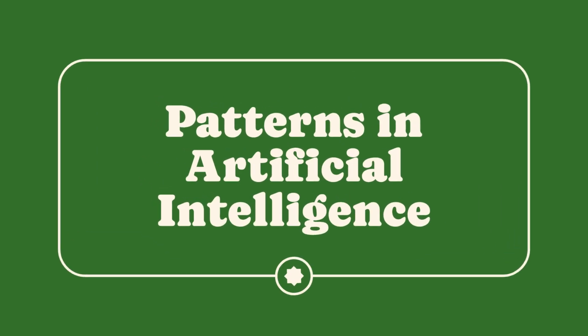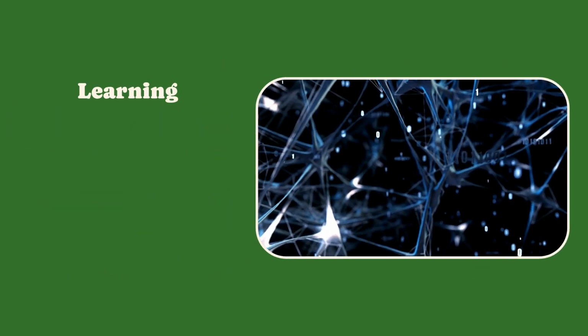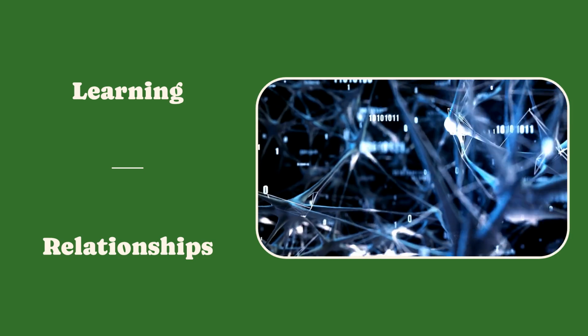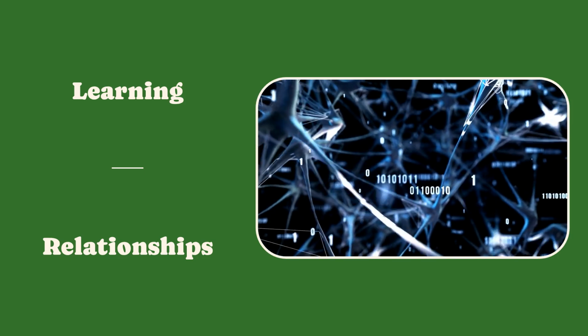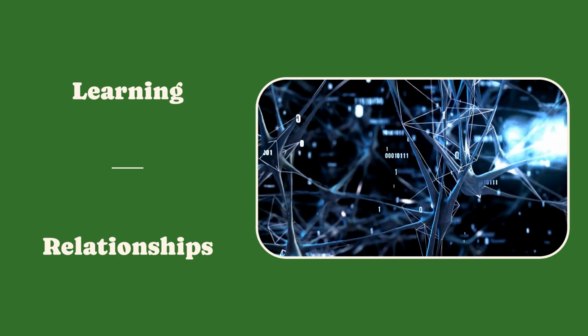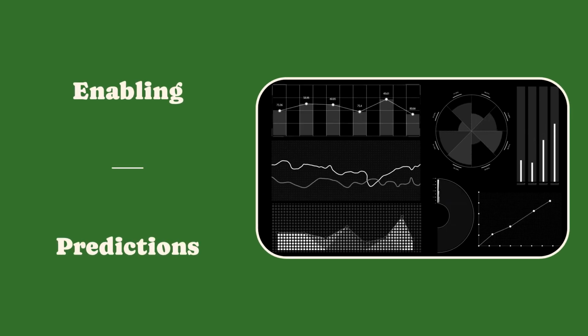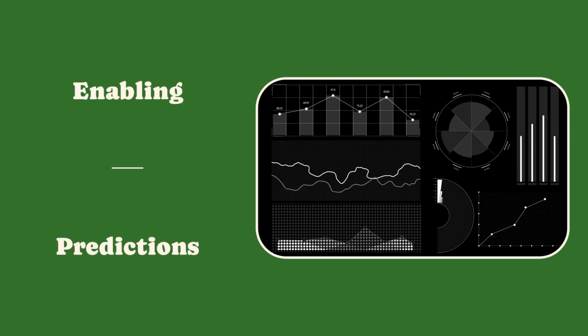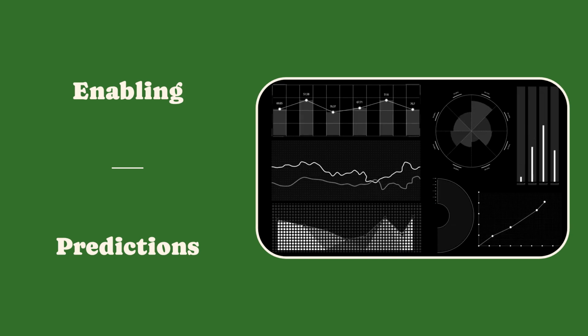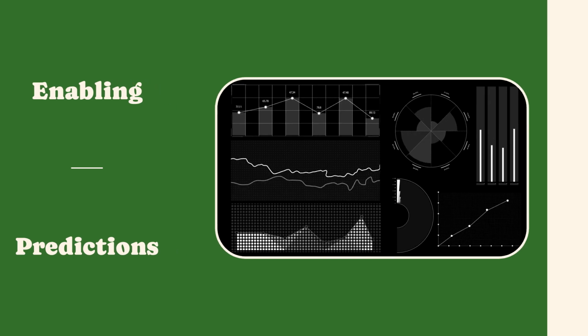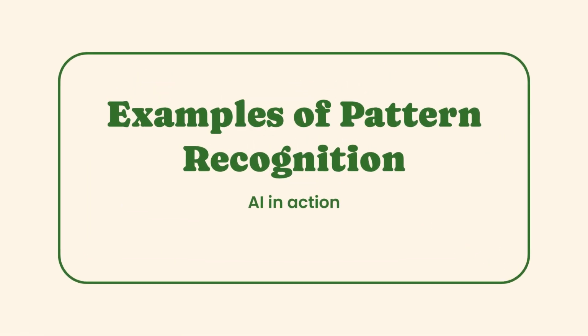Now let's focus on how AI leverages these repeated structures to function. In artificial intelligence, identifying patterns helps machines learn how different elements or pieces of information are related to each other. By recognizing these underlying patterns, AI systems can make informed predictions, solve problems, and facilitate decision-making with high accuracy. Pattern recognition is at the core of many AI applications you use daily.